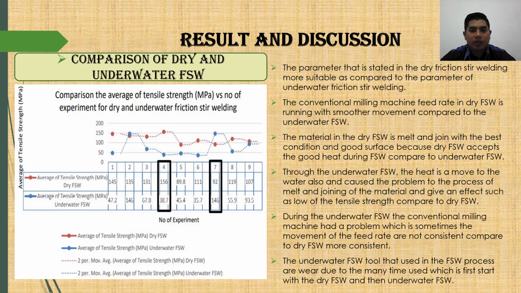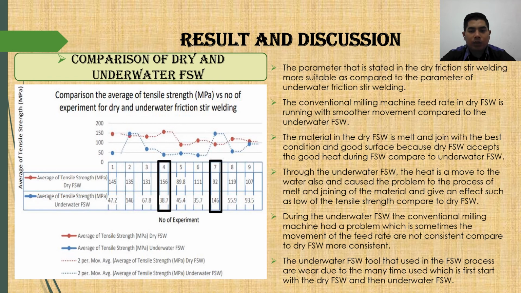The parameters used in dry friction stir welding are more suitable compared to the parameters of underwater friction stir welding. The conventional milling machine feed rate in dry friction stir welding runs with smoother movement compared to underwater friction stir welding. The material in dry friction stir welding is joined in the best condition with a good surface because dry friction stir welding accepts good heat during welding compared to underwater friction stir welding.